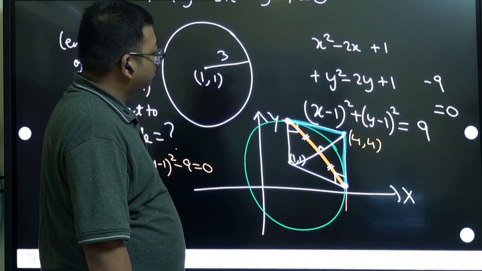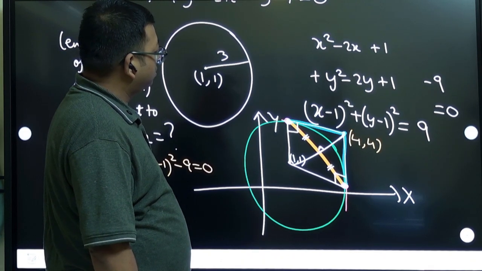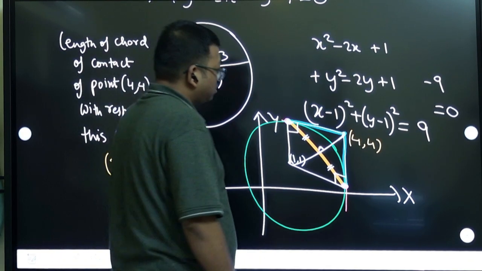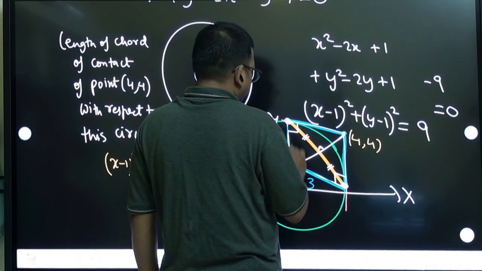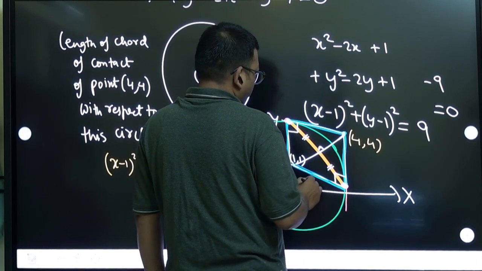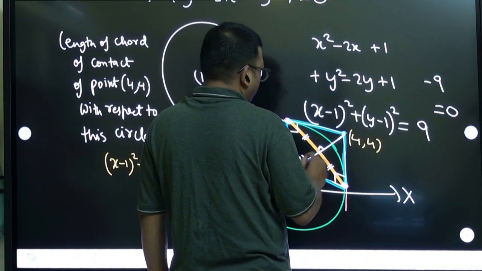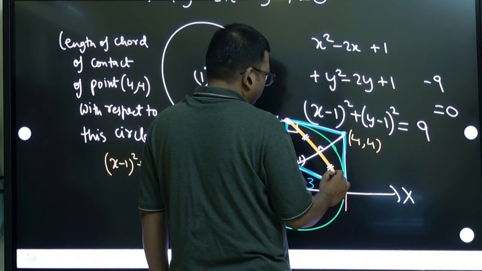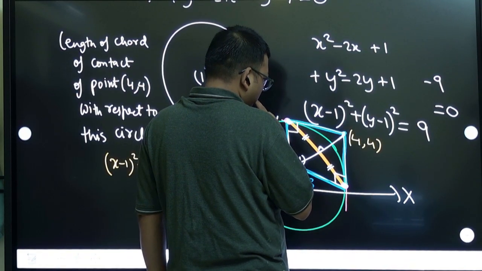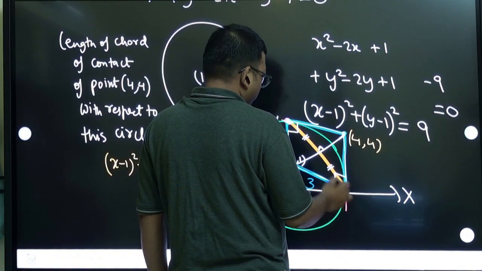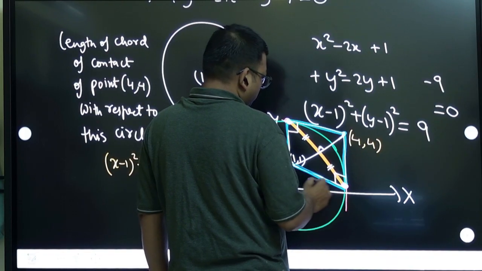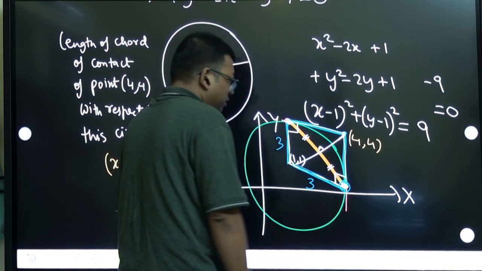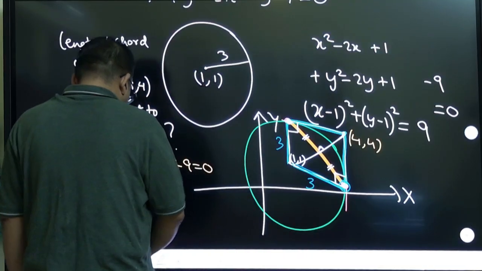Then we know the radius is 3, so this distance will be 3. This distance will be 3, right? And we know this. We can find this. Then after that, if we can calculate this point, yes, I think that will work.